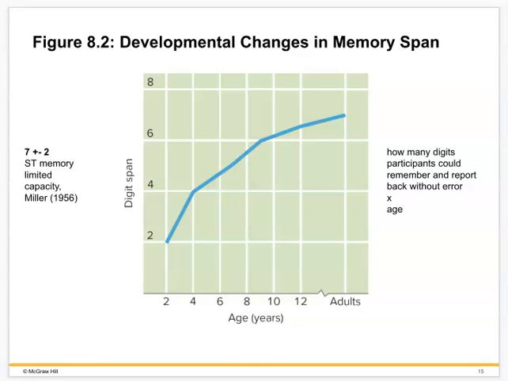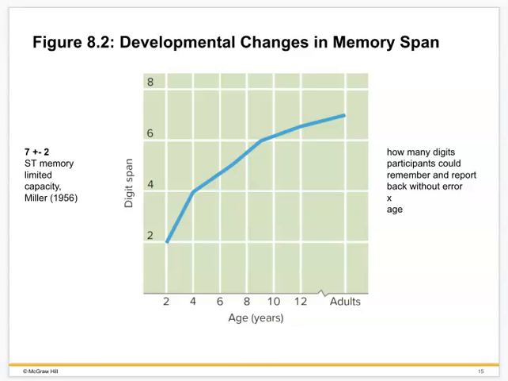Developmental changes in memory span. This is a study that looked at developmental changes to do with short-term memory. George Miller, 1956, came out with the magical number 7 plus or minus 2. This is supposedly the number of digits that a student can remember or retain and say back to you. Typically that is supposed to be 7, average is 7 plus or minus 2 digits.